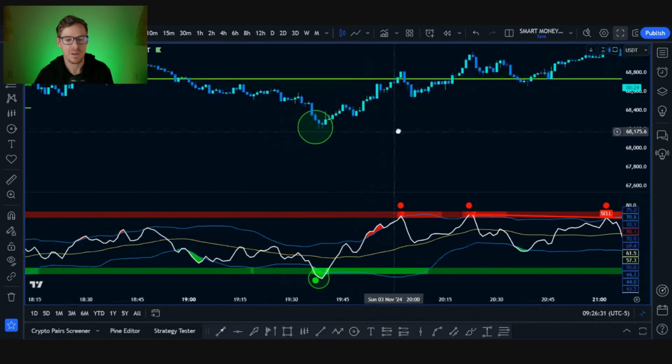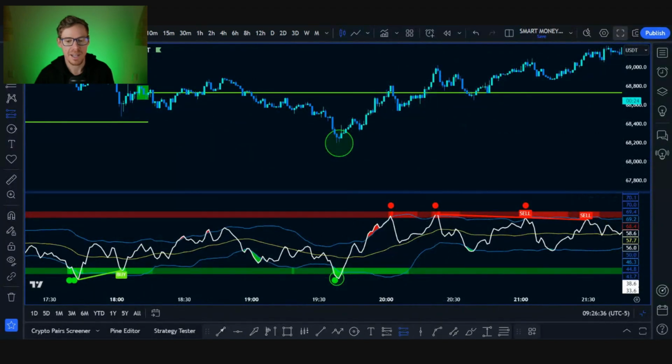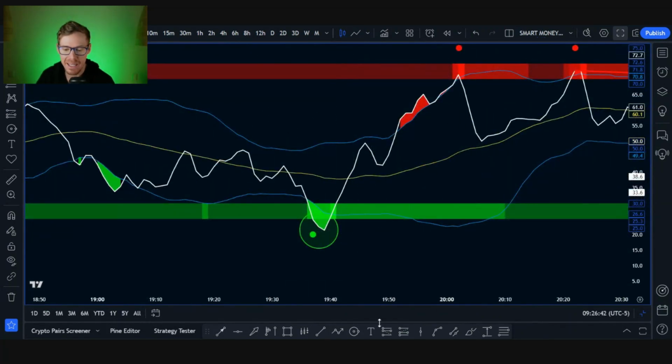Very, very clear for us. Very easy for us to have taken this. If we wanted to look for an entry, we would have entered. Remember, the entries are always when the white RSI band comes back into the Bollinger Band over here, or just at that point over there.